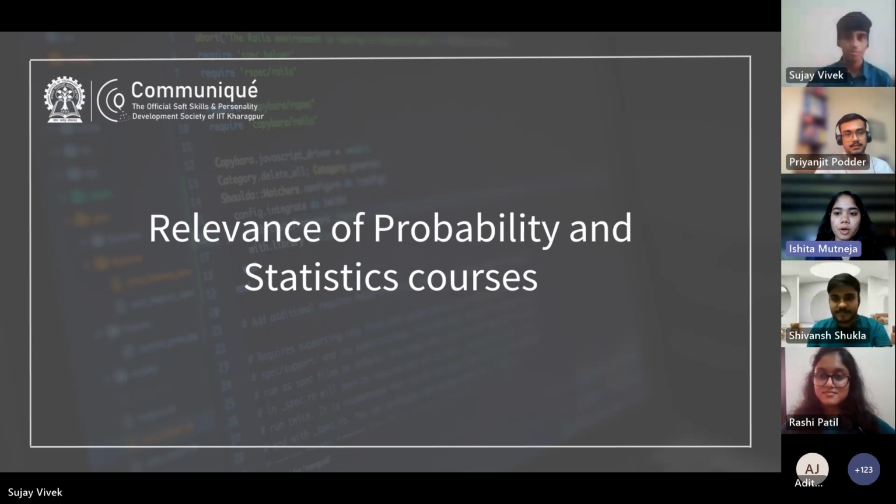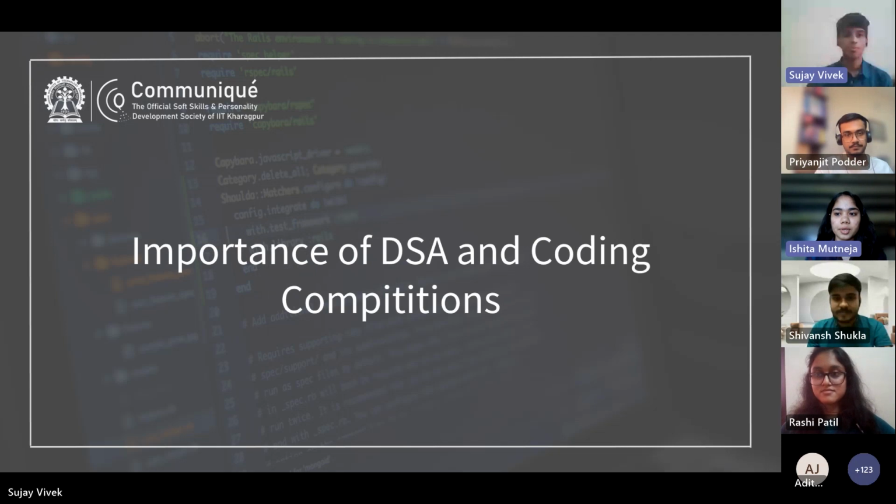How important is DSA and competitive coding in relation to the software profile? What should be the approach of a beginner towards competitive programming? Which platform should they prefer? Rashi, would you like to address this question?